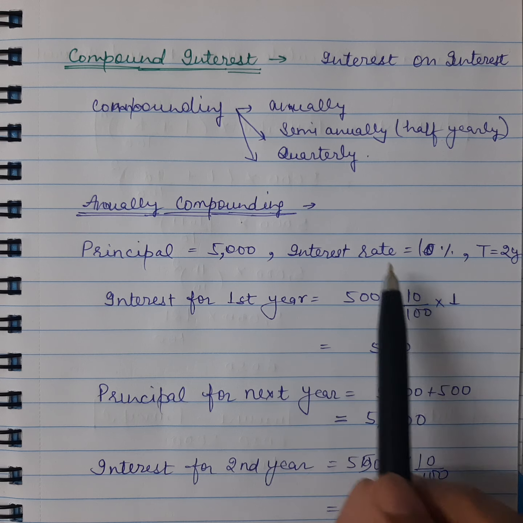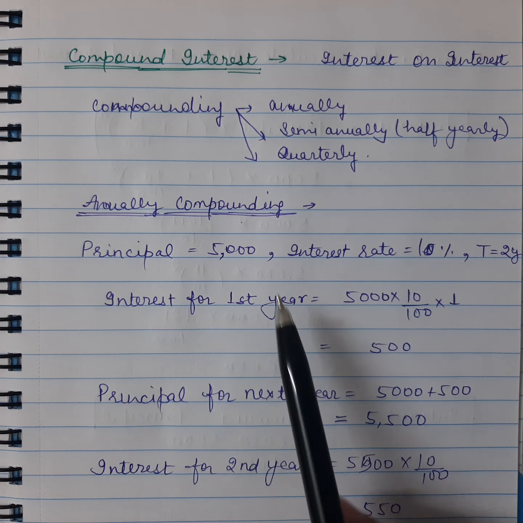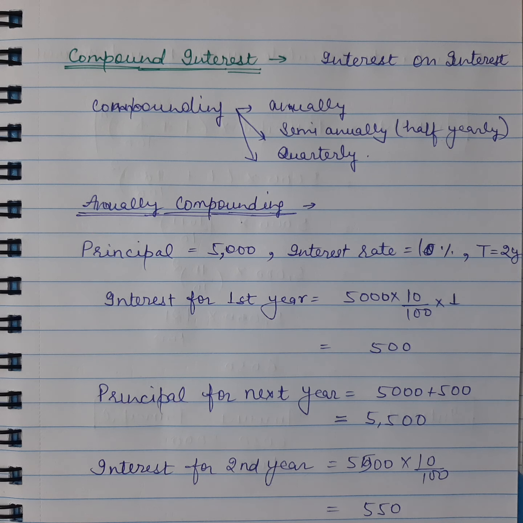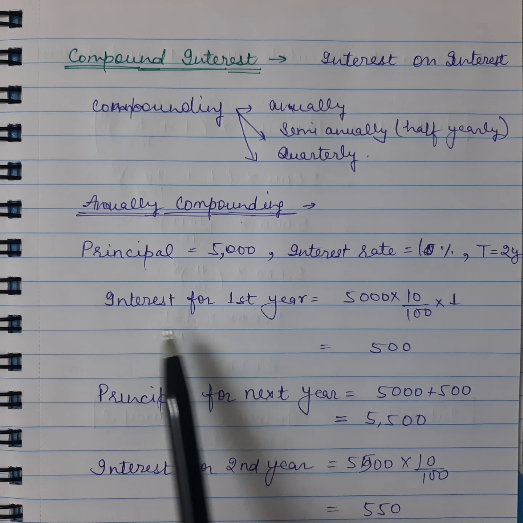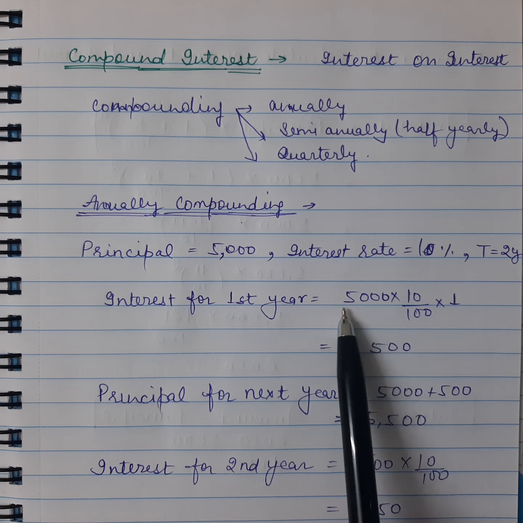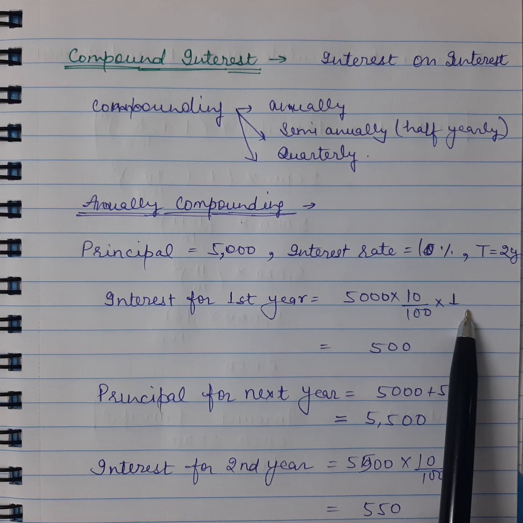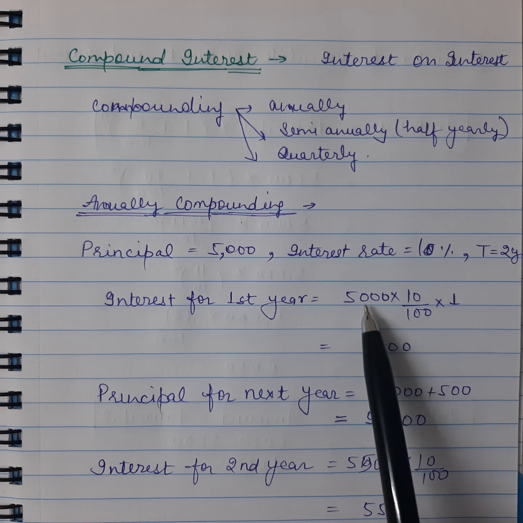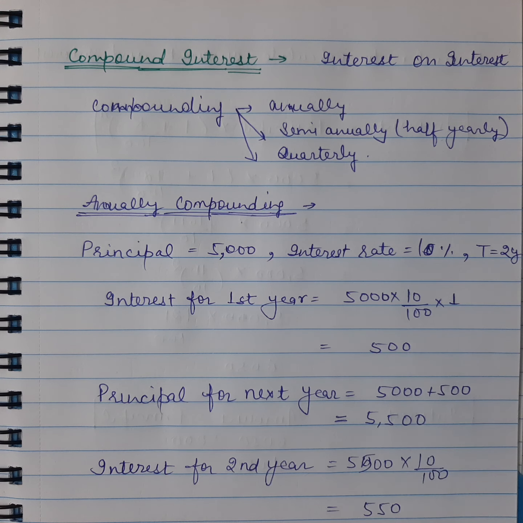So let's calculate interest for the first year. First year compound interest will be the same as simple interest because the compounding is annual. We'll calculate interest for the first year by multiplying principal with the rate of interest and then years. We can ignore the time because it's only 1 year. So 5,000 multiplied by 10 divided by 100 is 500 rupees.